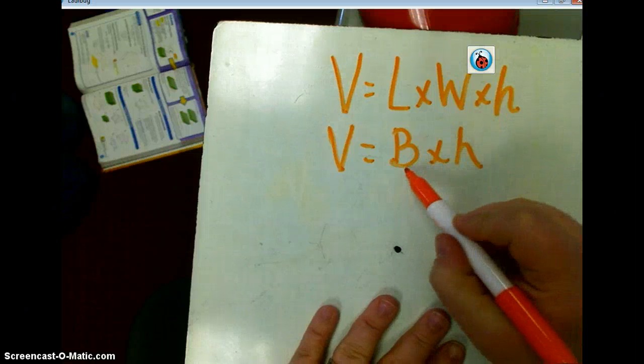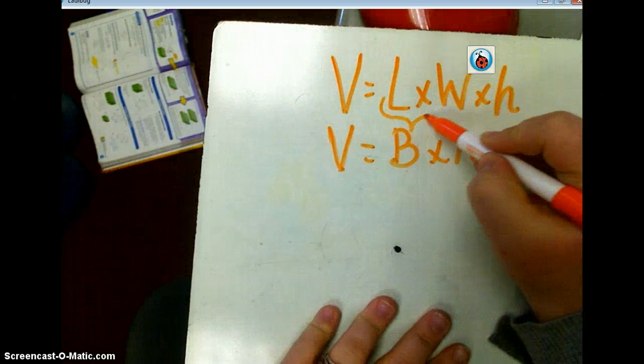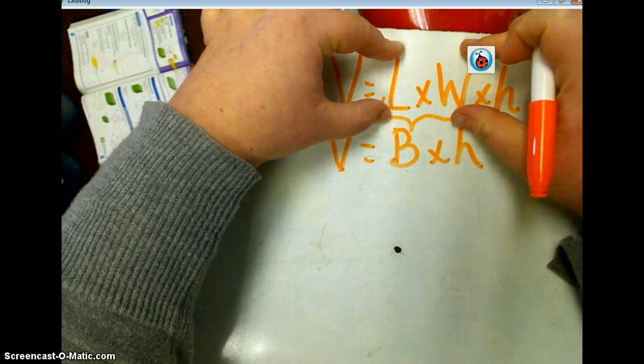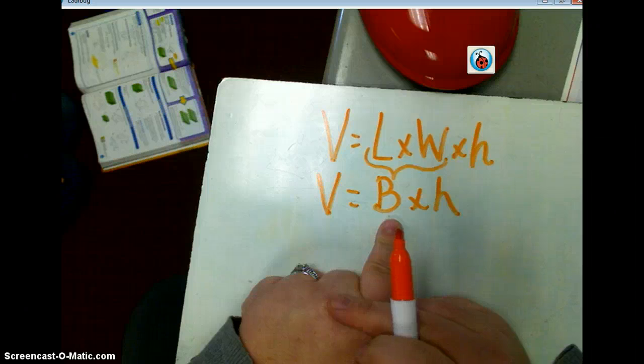When they use the word base, basically all they're doing is going ahead and multiplying the length times the width and getting one number for it.